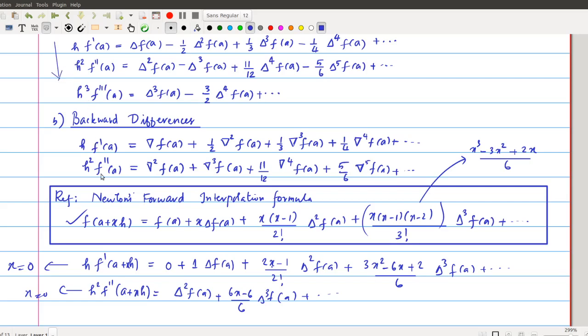Now if you start with Newton's backward interpolation formula and perform the same thing, you can get these formulas, the backward differences formulas. Okay, so these are the two important formulas in numerical differentiation. Now we will discuss one problem of this forward difference and backward difference, then we can conclude section 22.10.